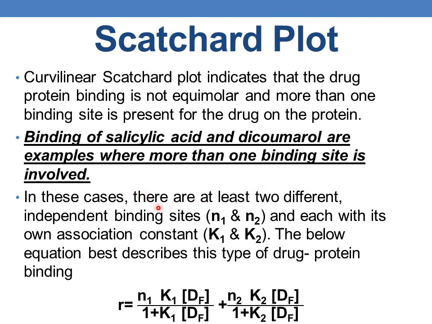In such cases, at least two different independent binding sites, N1 and N2, each with its own association constant K1 and K2, exist. And the below equation best describes this type of drug protein binding. We all know that R = N1K1[Df]/(1 + K1[Df]) + N2K2[Df]/(1 + K2[Df]). This equation is used whenever there are two or more binding sites on the protein.